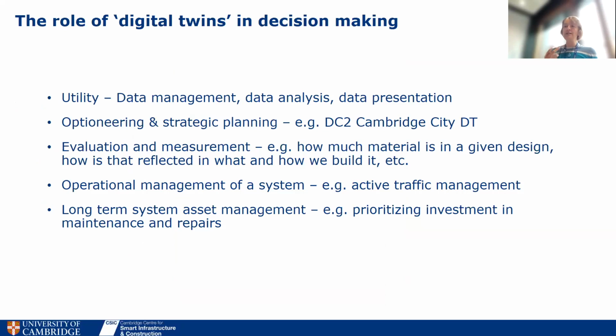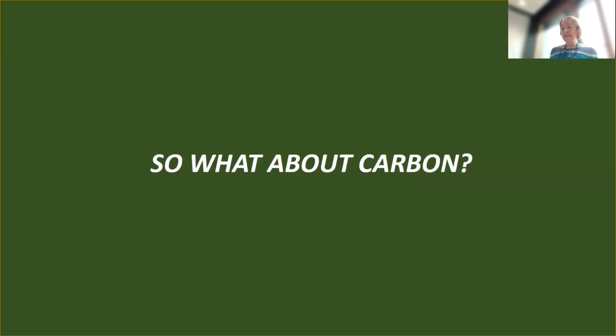So digital twins can really support decision making. They provide utility in terms of managing data and analysing data and presenting it. They enable us to do things like optioneering and strategic planning. They can help us to evaluate and measure, for example, how much material is in a design or how that's reflected in what and how we build it. They can help with operational management and also long-term system asset management. So there's a huge value in digital twins if we use them right. And the key thing to remember about them is they must have a purpose.